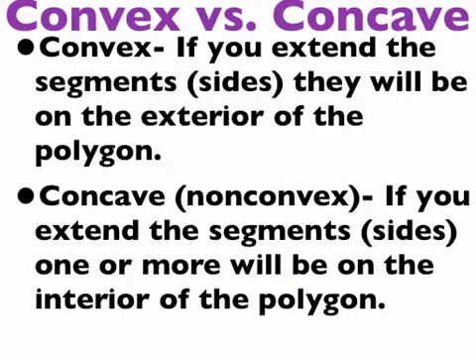Convex versus a concave polygon. A convex polygon is one that, if you extend the segments or sides, they will be on the exterior of the polygon. Concave, or another way to say concave is non-convex, is if you extend the segments or sides, one or more will be in the interior of the polygon.